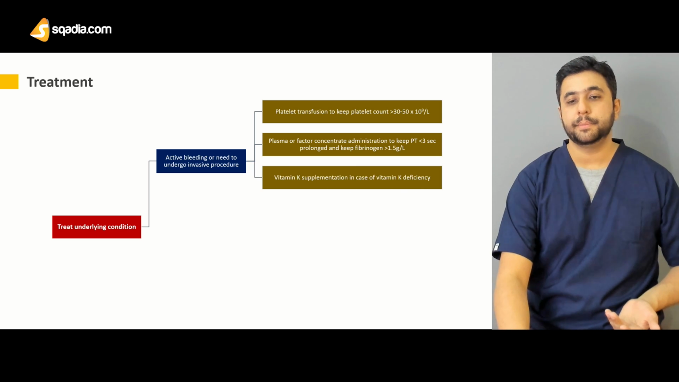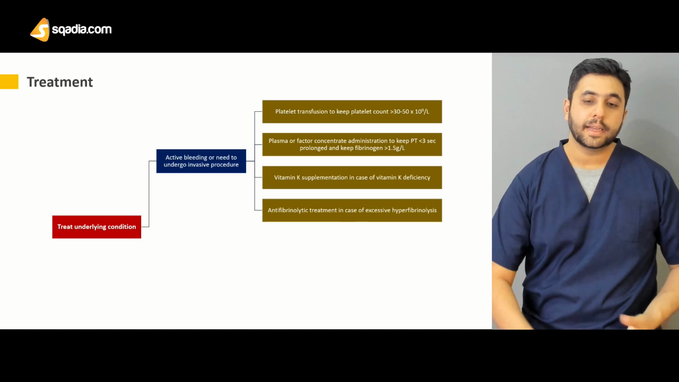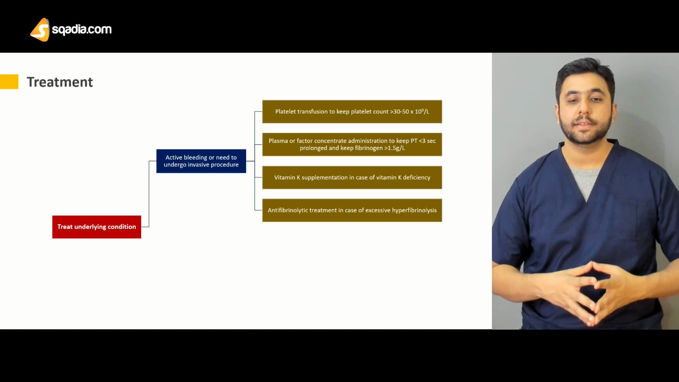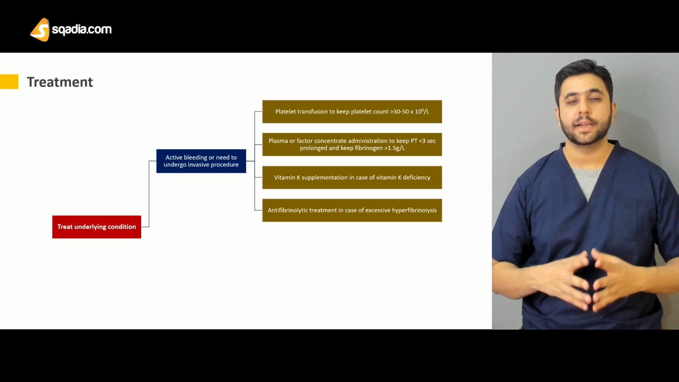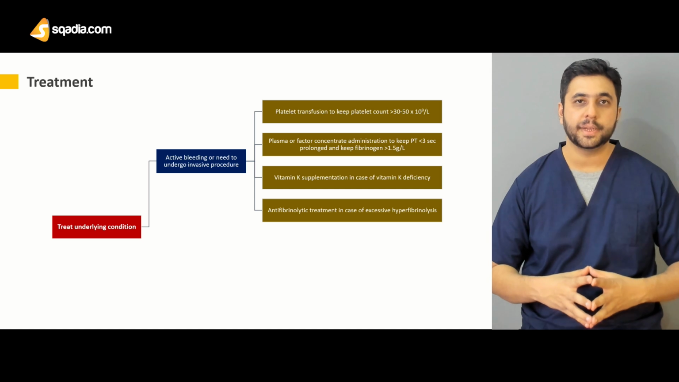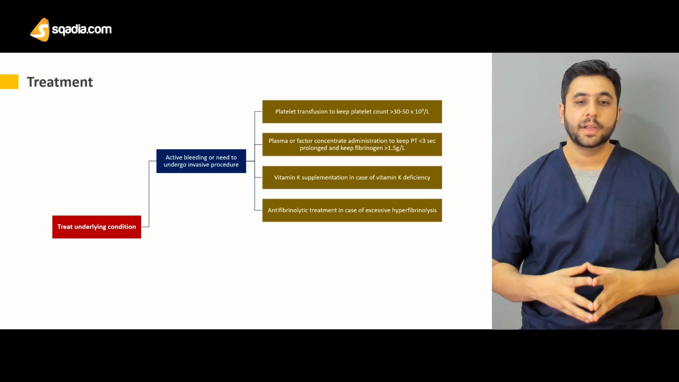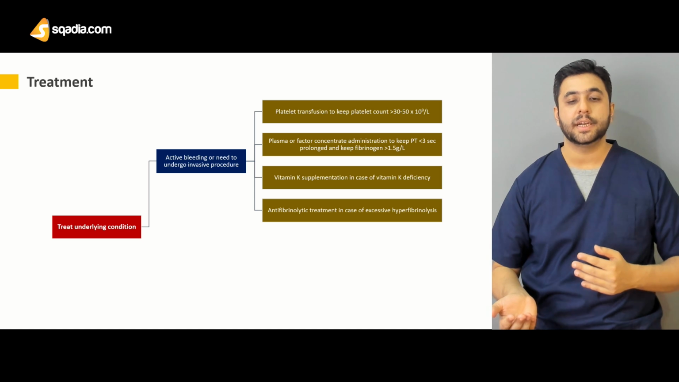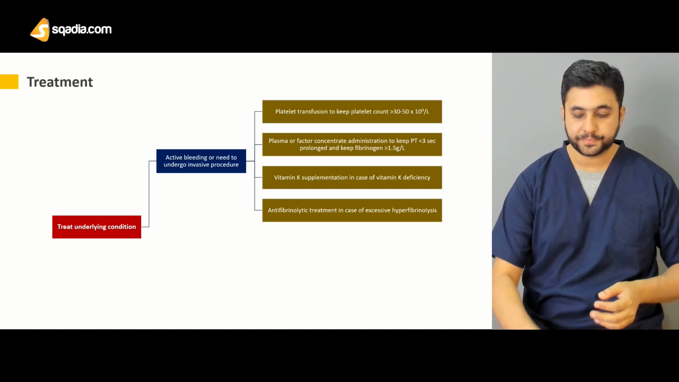Vitamin K can be supplemented in case of vitamin K deficiency. In case of excessive hyperfibrinolysis, we can give antifibrinolytic treatment like aminocaproic acid or tranexamic acid. So we can also employ the antifibrinolytic treatment along with the other types of replacement studies.